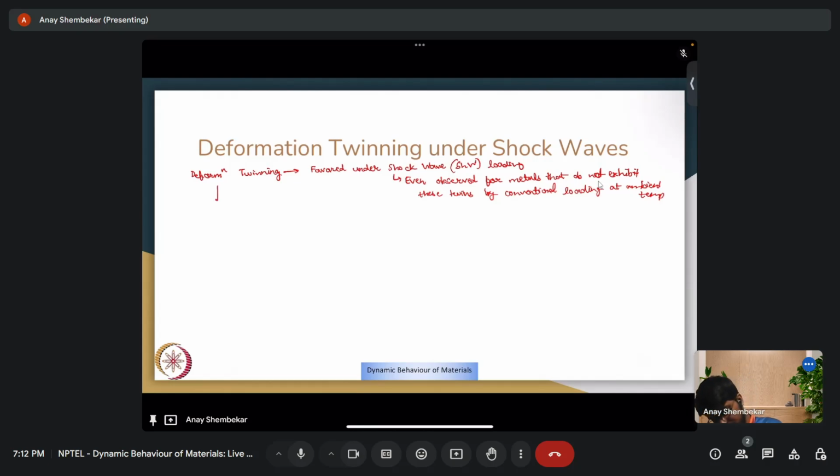So this depends on pressure. A certain threshold needs to be crossed by the shock wave. An example of the same is for nickel, where the threshold is around 35 GPa. Another factor is crystallographic orientation.